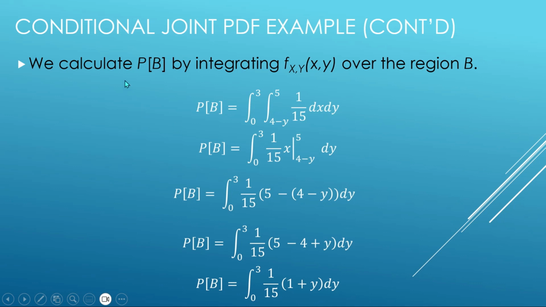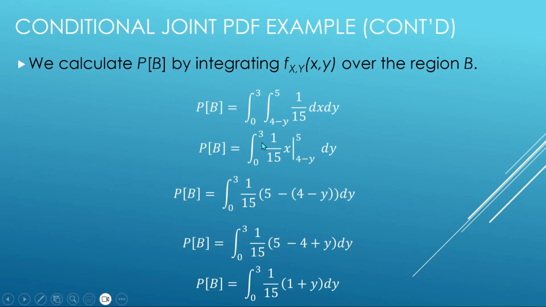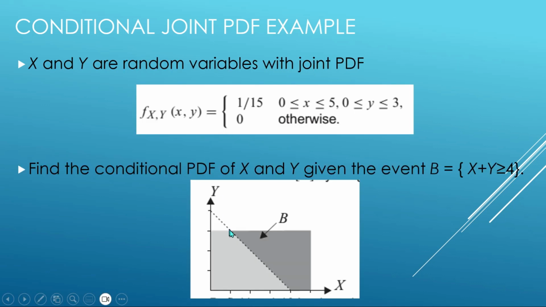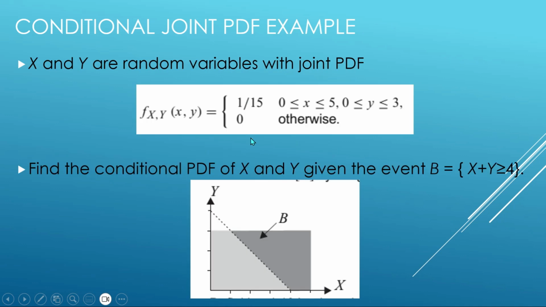So we calculate the probability of B by integrating f of x comma y over the region B. So what we have to do is integrate this function for this region only. So we will apply limits, and from this graph, this darker area, we can find the limits over here. As you can see, the value of y ranges from 0 to 3. It is straight, right? So it is 0 to 3.